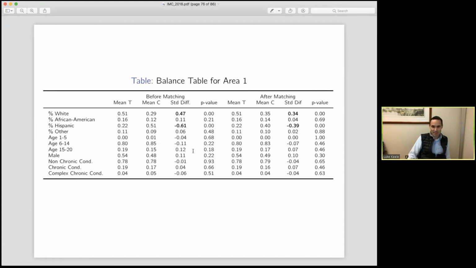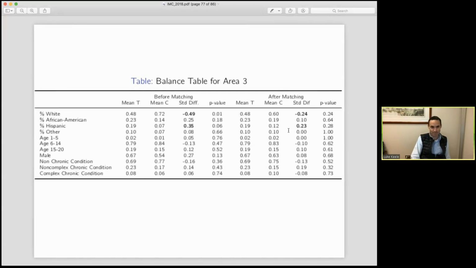The other thing that really jumps out is that the part of Illinois is substantially more Hispanic, right? It's about 51% Hispanic relative to 22% Hispanic. We did some matching, and even after matching, the difference is just too large to take that out. That is, the treated area in Wisconsin has a substantially different racial or ethnic makeup.